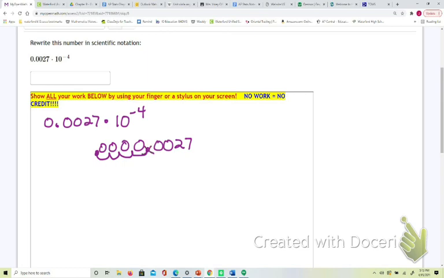Remember, that's not your decimal point anymore. It's all the way over here now. So our number is 0.0000027.